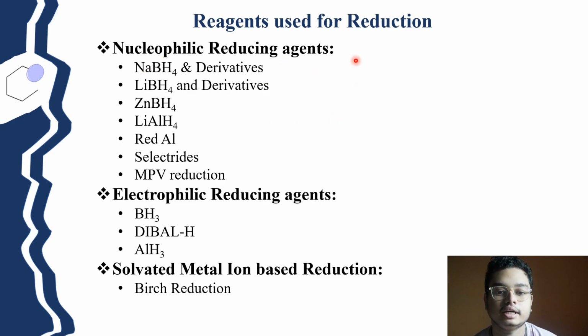The nucleophilic reducing reagents are mostly associated with sodium borohydride and its derivatives, lithium borohydride and its derivatives, zinc borohydride, lithium aluminium hydride, red aluminium hydride, and selectrides. Then we will focus on the electrophilic reducing agents that provide BH3 or B2H6, DIBAL-H, and AlH3, and solvated metal ion based reductions such as Birch reduction, that is sodium in liquid ammonia based reduction.